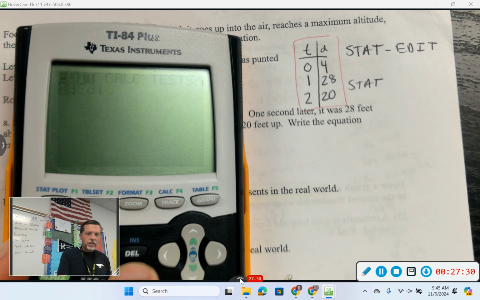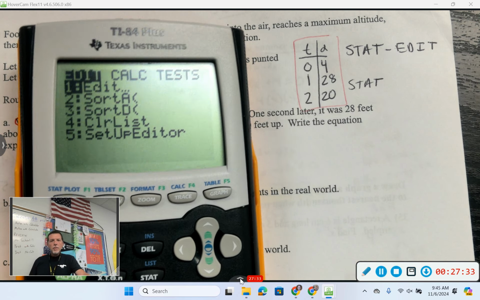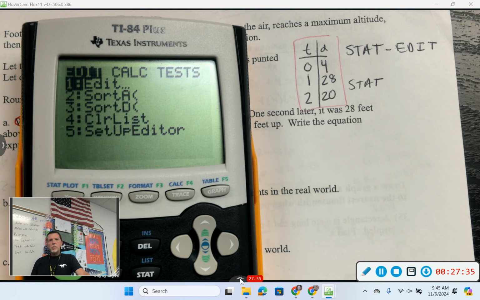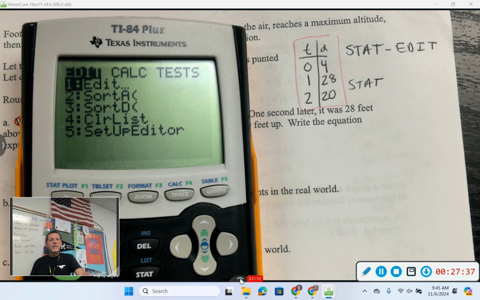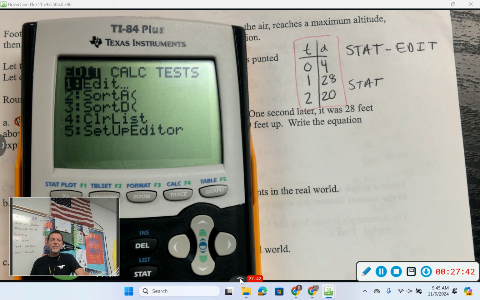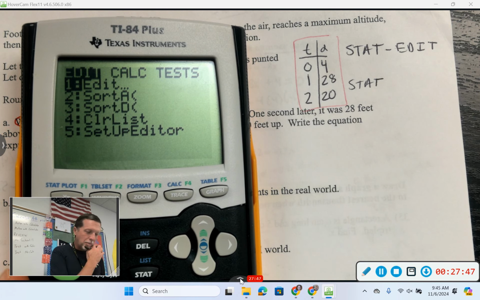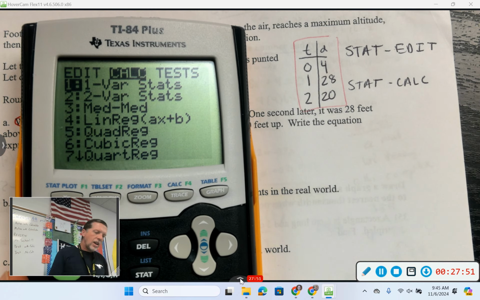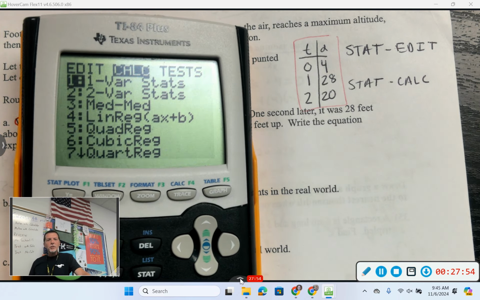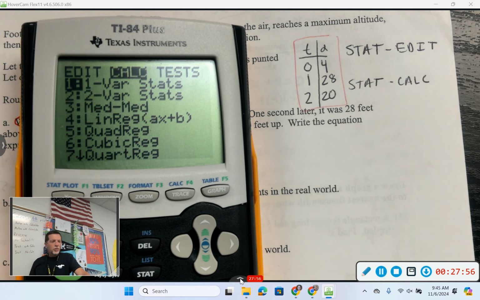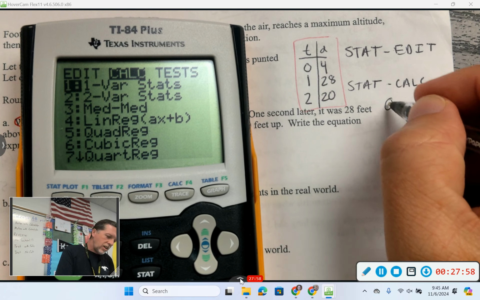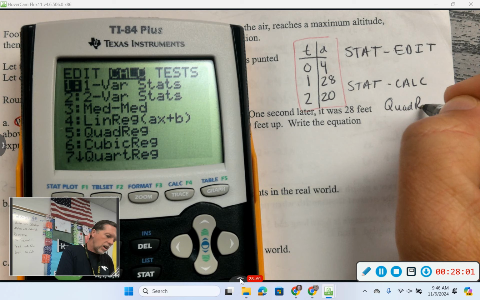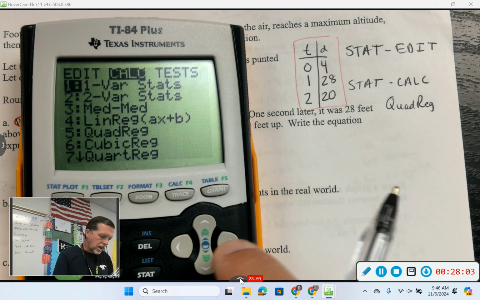What do I want to do next? I know it's stat. You remember what we're looking for next? Even if you don't remember, you look at your options, you're like, I don't need to sort. I don't need to clear. I don't need to set up an editor. I don't even know what that means. I do need to do some calculations here. And then what are we trying to do? Why are we doing this problem? We're doing a quadratic regression. Quad reg.